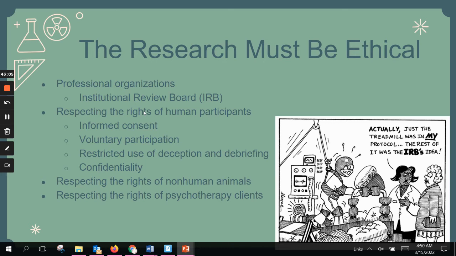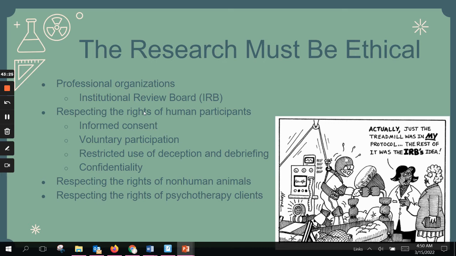They'll then tell you what type of informed consent you have to give. And informed consent is an agreement between participants before they start the experiment. This tells them what their research is about, what to expect, what the benefits could be, what the side effects are.